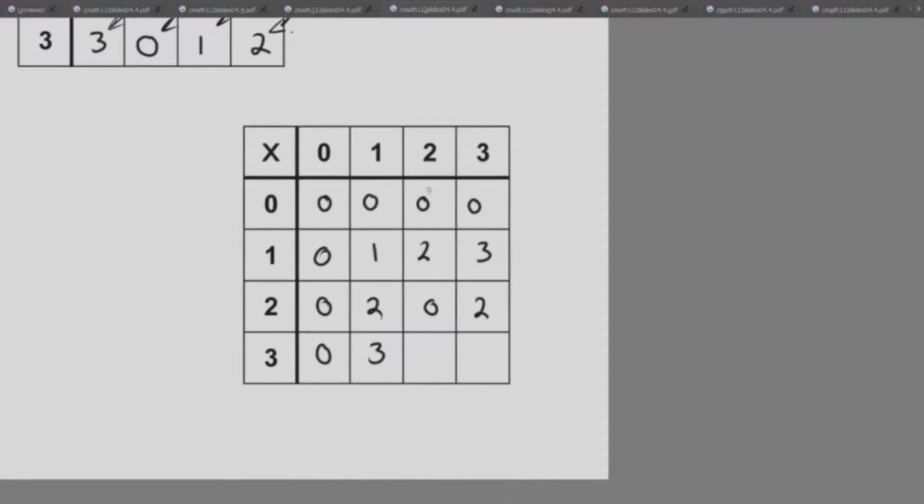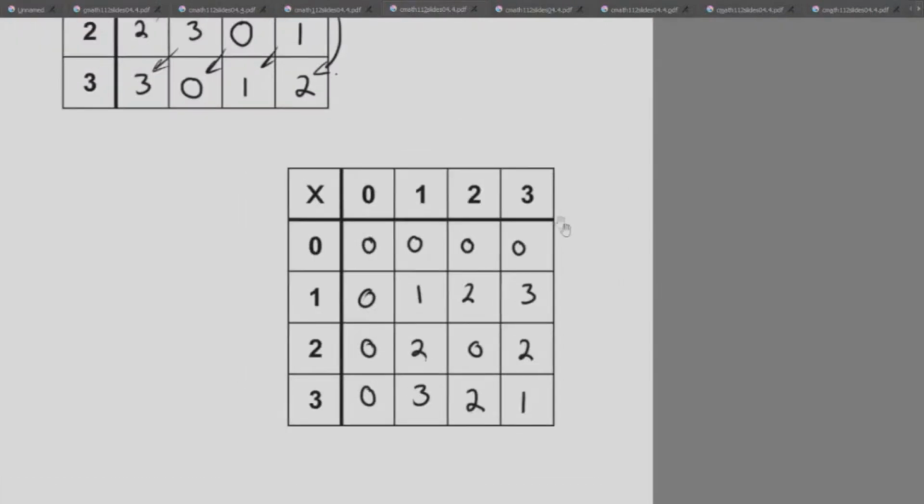3 times 2 is 6, which is 2. Mod 4, 3 times 3 is 9, which is 1 mod 4. Because 2 loops of 4 give me 8, and then 1 is left. So some rows have all the numbers, some rows do not. And it's really a property of the modulus 4 that I don't want to get into too much right now.